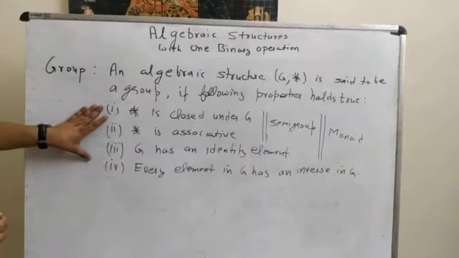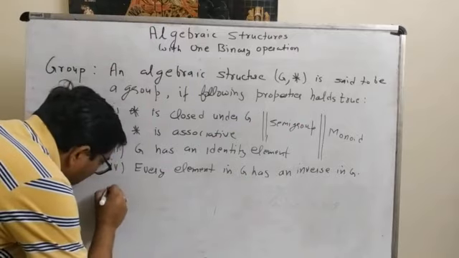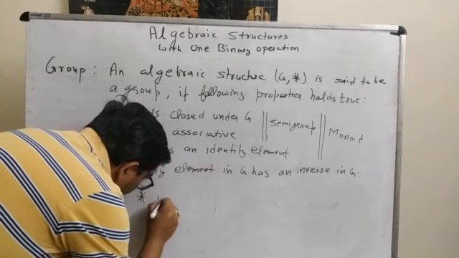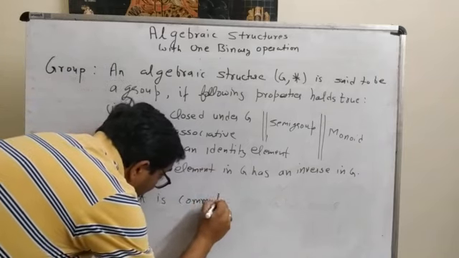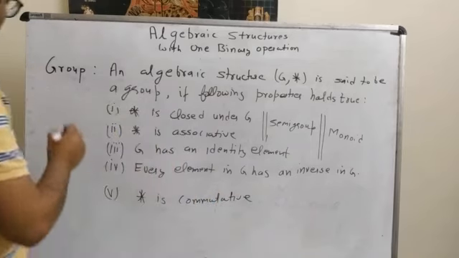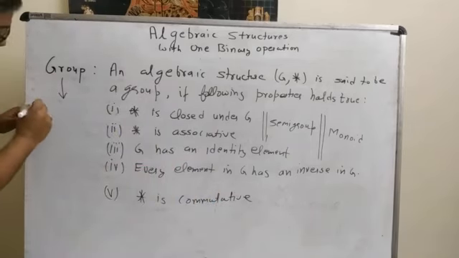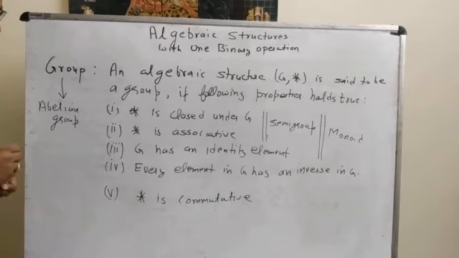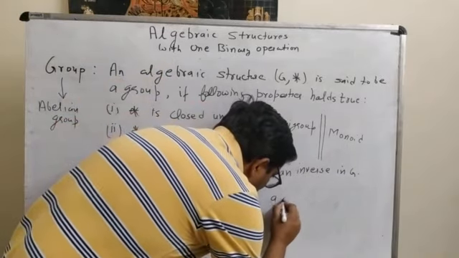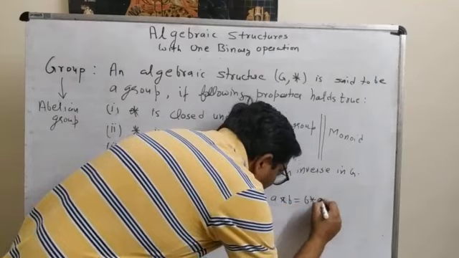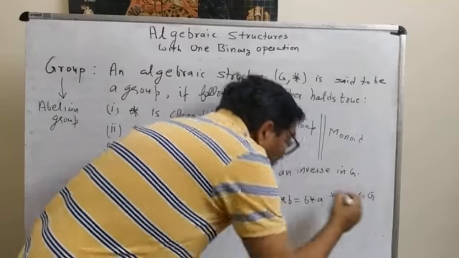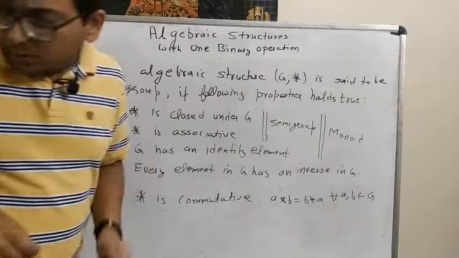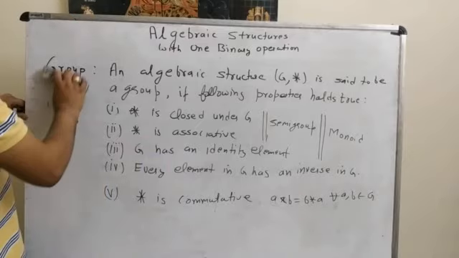And if along with these four properties (G, star) satisfies one more property, that is the fifth property, that star is commutative, then with this the group G will become an abelian group. And we know what the commutative property is: A star B is equal to B star A for all A, B belonging to G. Now we will take a few examples to understand what a group is. So let's begin.